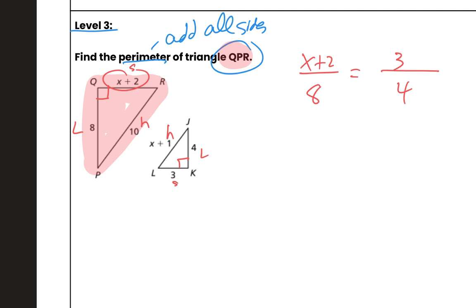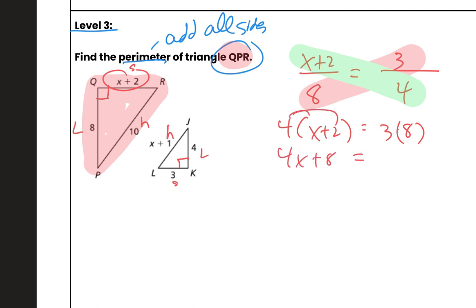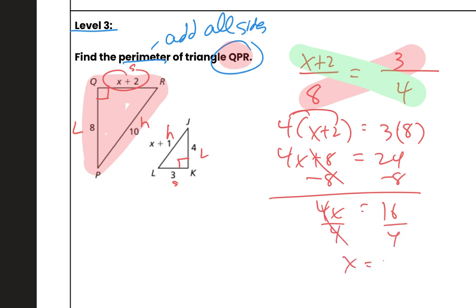So now that we have that set up, it looks weird, but let's just cross multiply, right? That times that equals that times that. So I like working with my x first. So 4 times x plus 2. Let's write that down. 4 times x plus 2 equals 3 times 8, right? Okay, so now 4 times x plus 2 is going to be 4x plus 8 equals 24. Now it may look very easy for you, right? So we got 4x equals 16, and then we're just going to divide by 4. Last step, x equals 4.